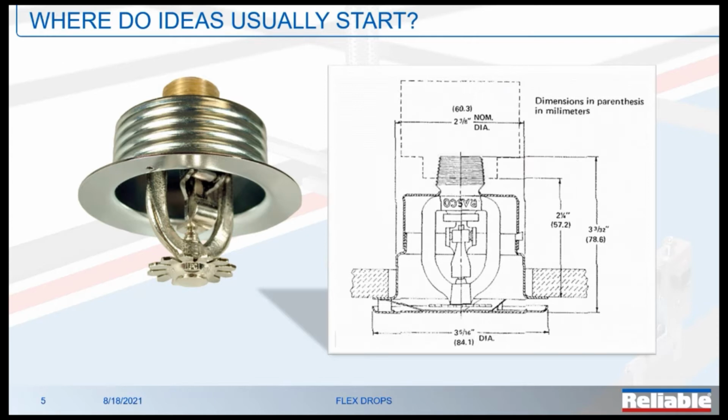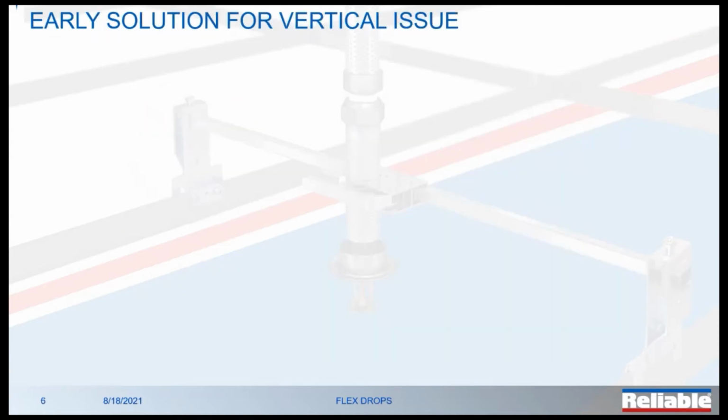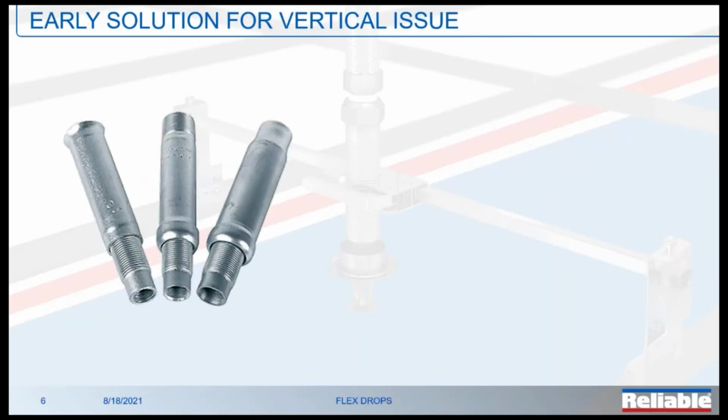So there's the problem, right? We need some vertical adjustment. How do we do that? And the earliest solution that I can recall for the vertical issue was these style of drops, which are still available on the market today, right? Usually a double O-ring telescoping style adjustable drop nipple.